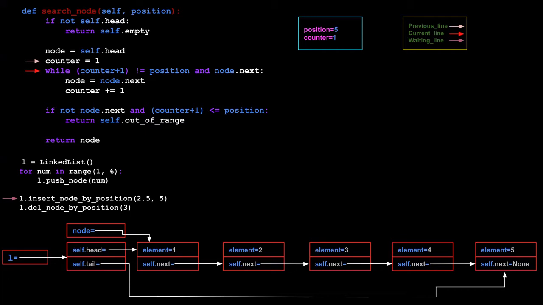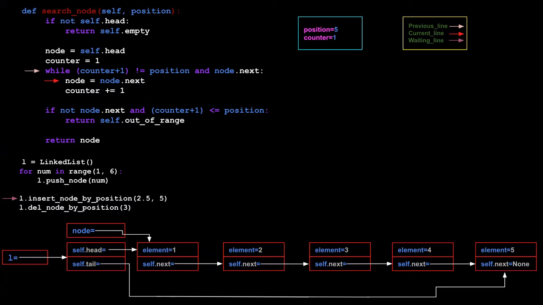Now we say while counter plus 1. In this case, counter is 1. So while 1 plus 1, which is 2, is not equal to position. In this case, yeah, that's true. So 2 is not equal to 5. And node.next, yes, node.next, if we look, contains a pointer that does not equal none. So we get inside, and that's how we right now traverse the linked list.